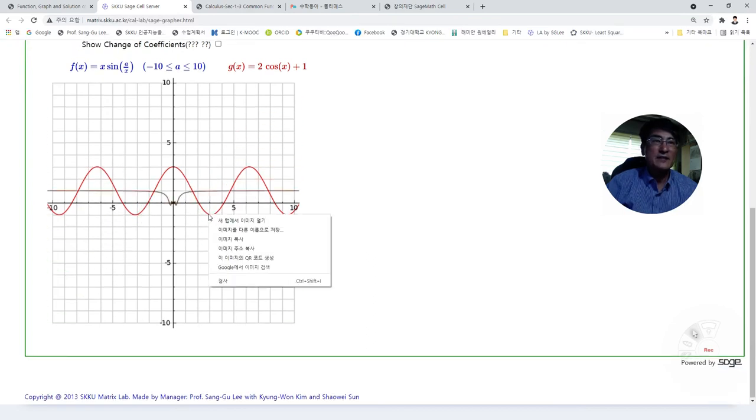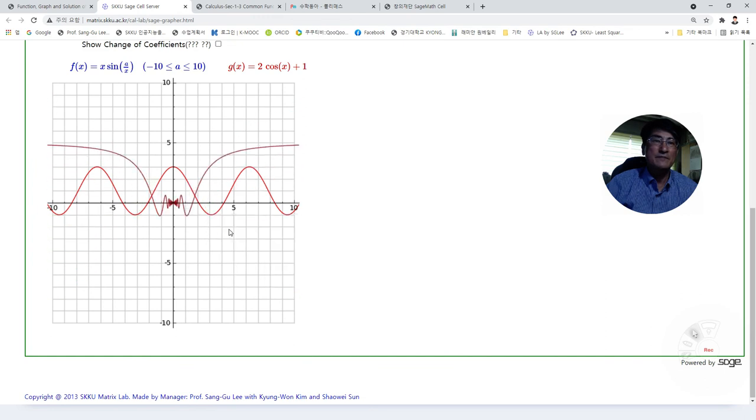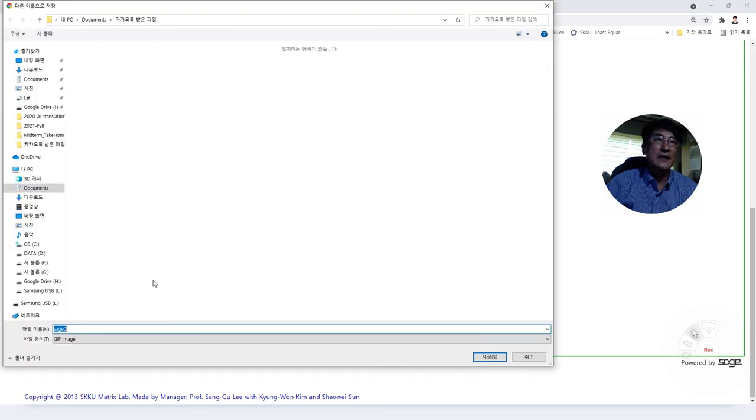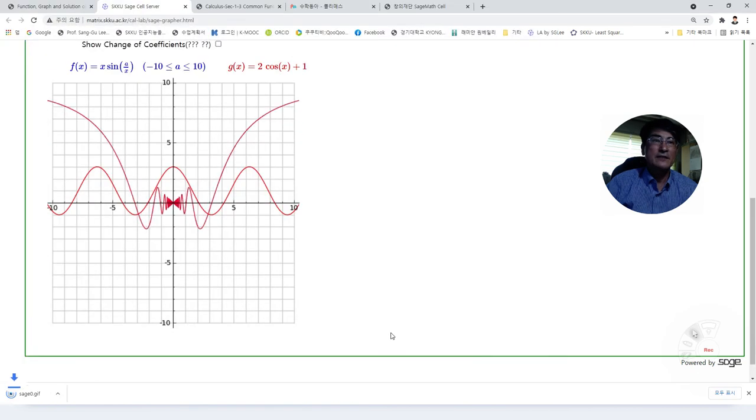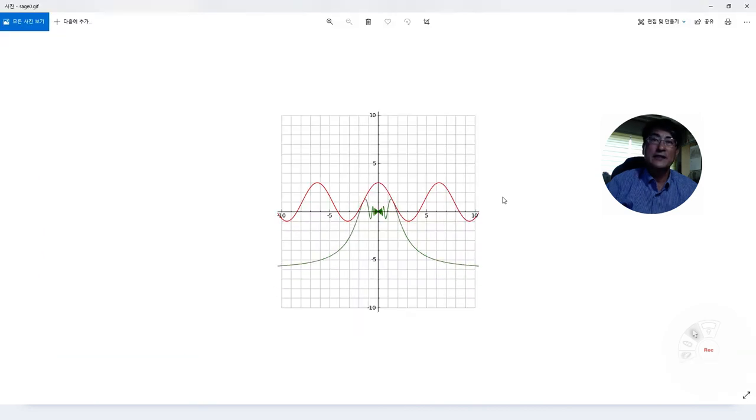This animation can be downloaded in here. Then we can have the downloaded graph here, and we will see this graph can be viewed as an animation.